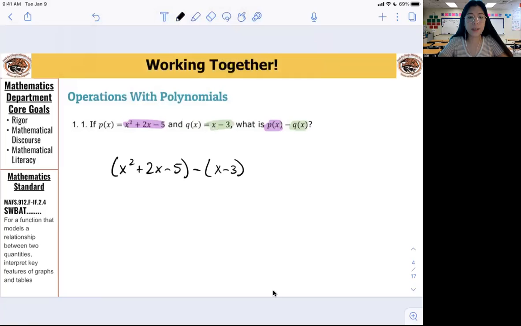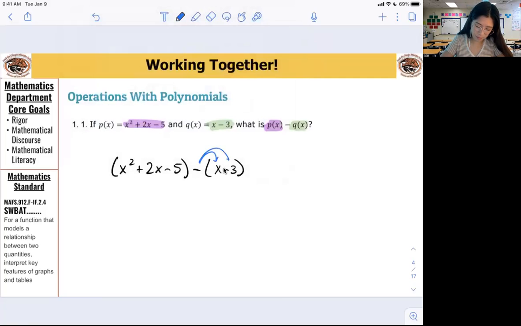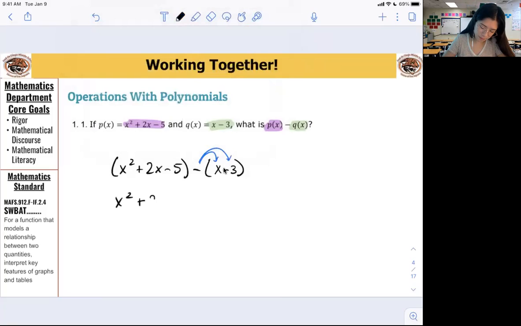And we're just going to follow the same 3 steps. So first thing, I'm just going to distribute my negative. So I have negative x, positive 3. And now I just combine like terms. So take about 1 minute on your own and go from here. Combine like terms and give me your final answers in standard form.